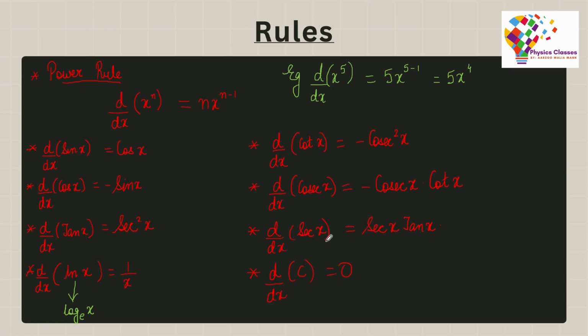And if you differentiate a constant c, the answer is 0 because the value of a constant never will change. d by dx measures the change in one quantity with respect to the other, right? But the constant value never changes with respect to x, y, z, whatever. Therefore, the differentiation of a constant is always 0. If I differentiate 4 with respect to x, then the answer will be 0.